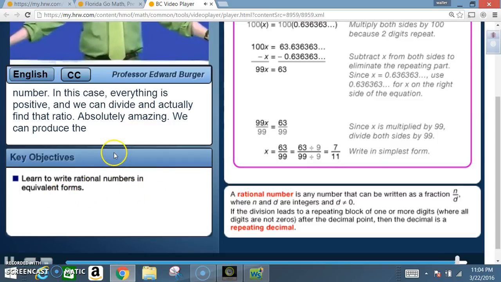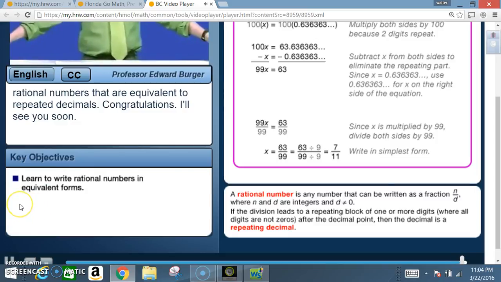Absolutely amazing. We can produce the rational numbers that are equivalent to repeated decimals.